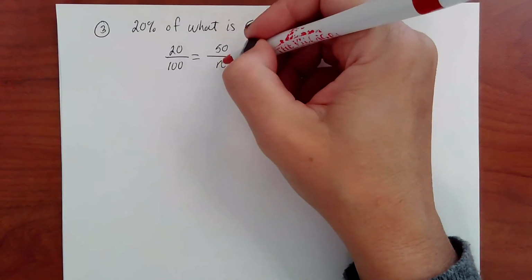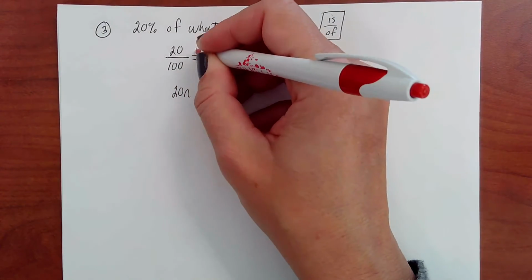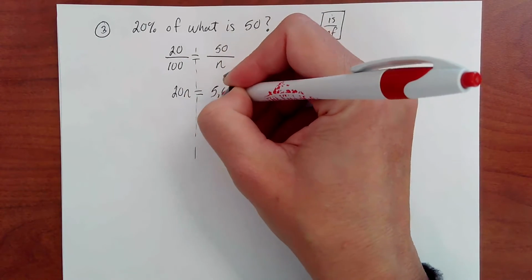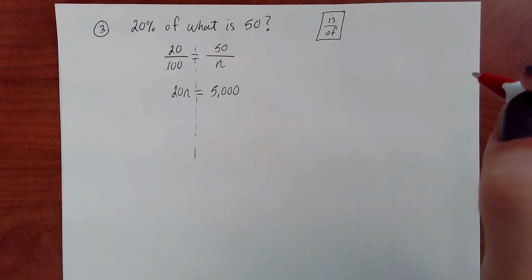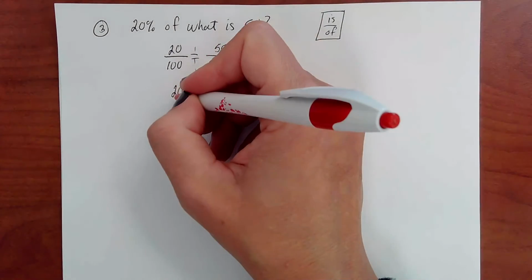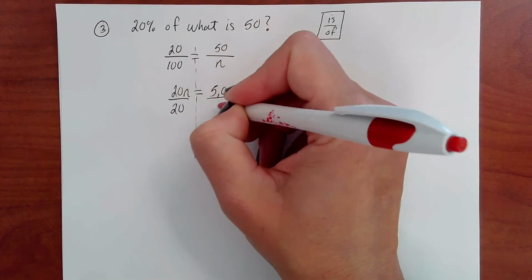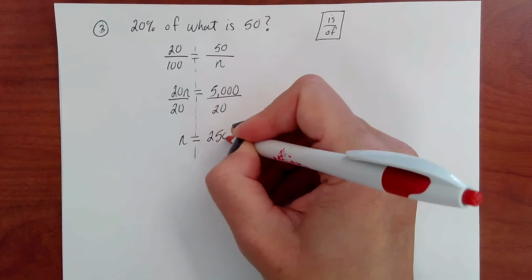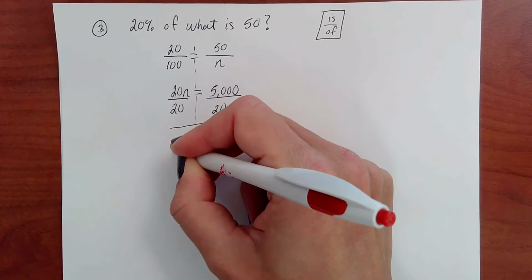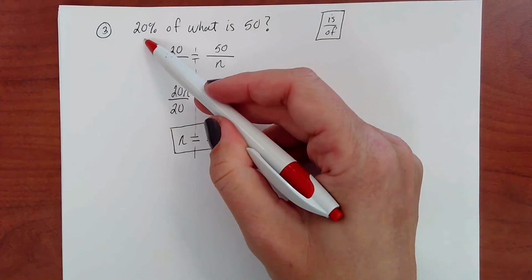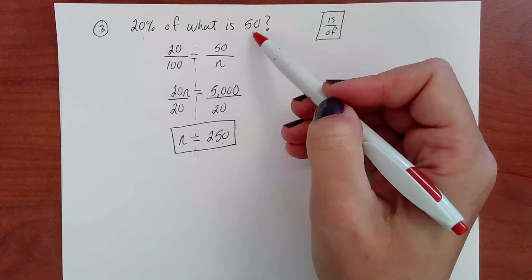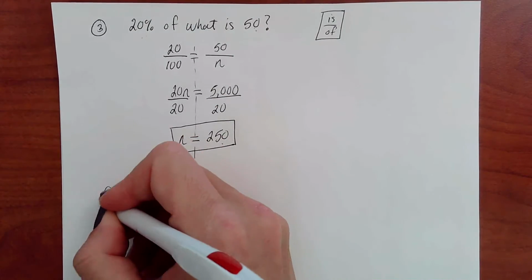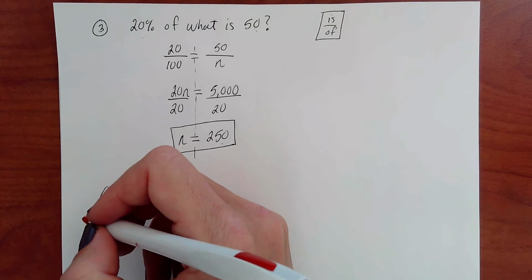Still cross multiply, so 20 times n, 20n. 50 times 100 is 5,000. Divide by 20. And it looks like my answer is 250. Let's go back. Does this answer make sense? 20% of 250 is 50? Yeah, that makes sense. Okay. I'll try another one here.